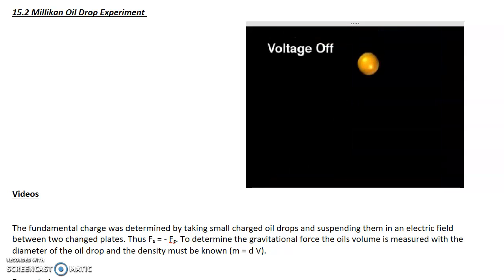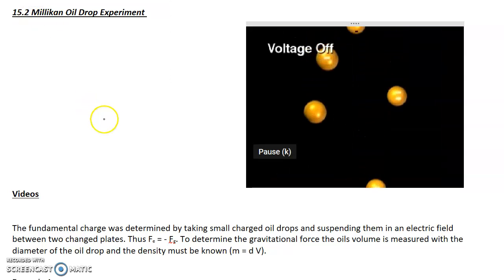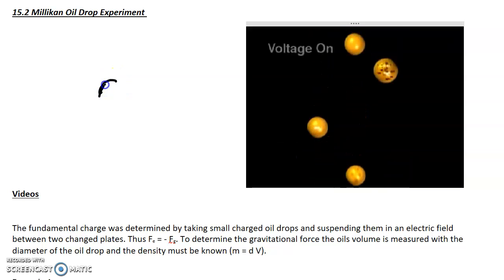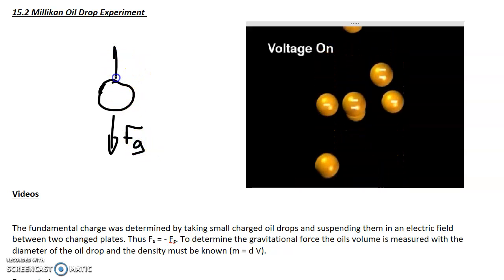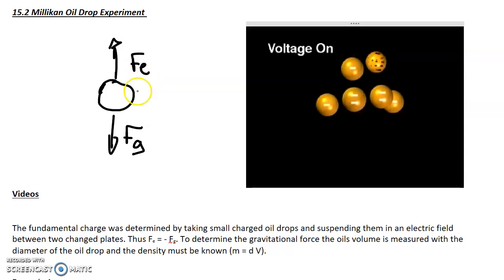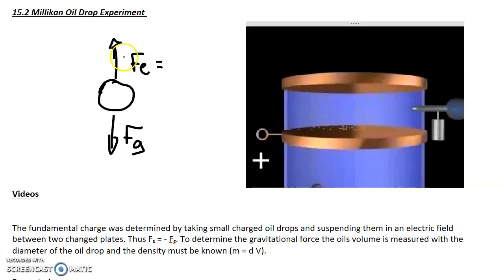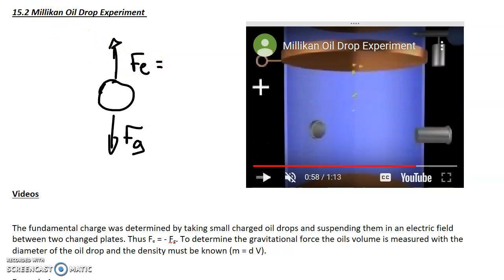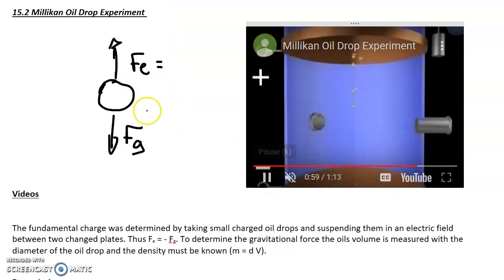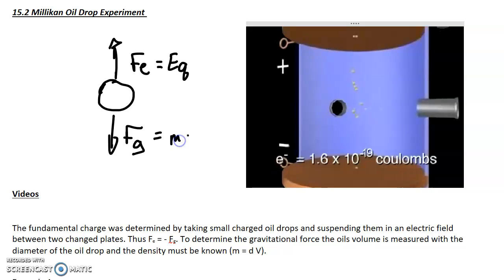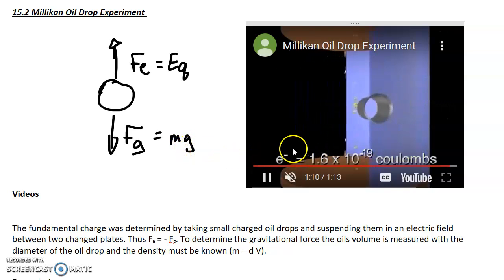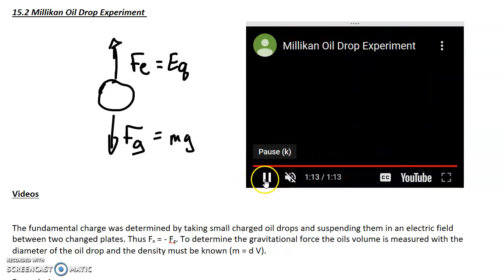So what we're seeing happen here is that the oil drop will have two forces acting upon it, a force of gravity and an electric force. Now, the electric force is rather easy to decipher. Okay, that electric force is going to be the electric field strength times the charge, which is what we're looking for here, and the force of gravity is just mass times g.